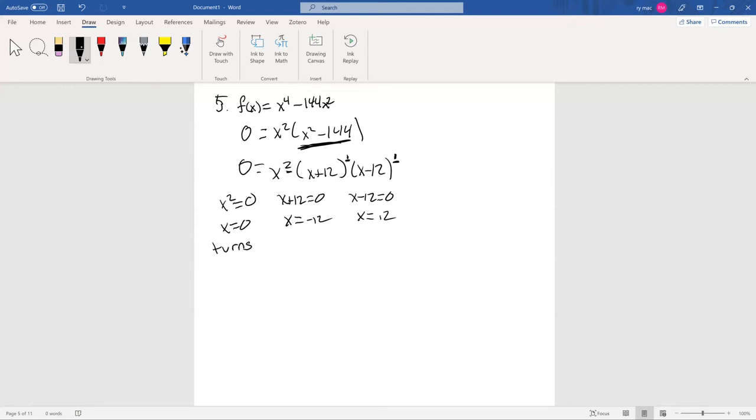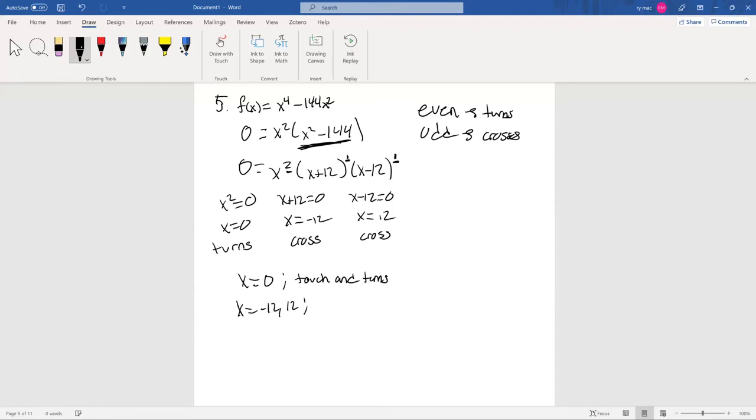And then whenever it's odd, it crosses. So I'll just write cross. So if you want the short of what's in my head, and what I used to remember, it's even turns and odd crosses. So how you write this answer is you'd say x equals 0, touch and turns, x equals negative 12, comma 12, crosses.